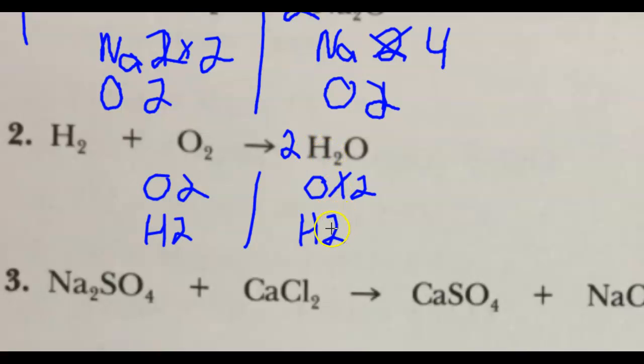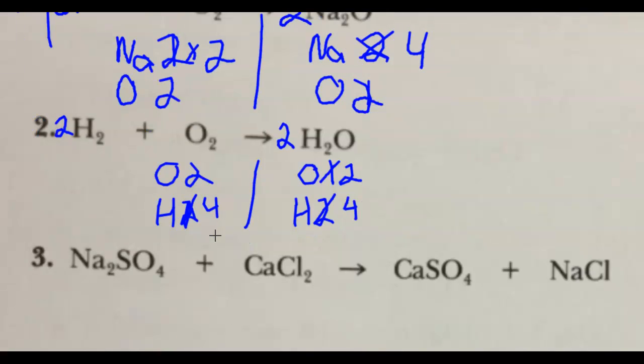But 2 times 2 makes this 4. I only have 2 on this side. What can I multiply 2 by to get 4? That should be 2. So 2 times 2, this one is now 4. And that is now balanced.